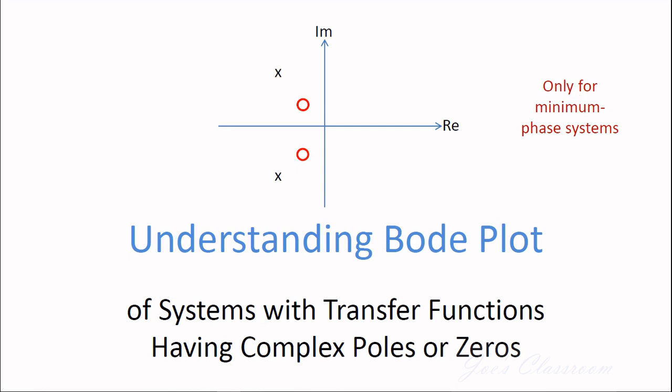All the discussions we had in the lectures corresponding to the Bode plot, and even this lecture, are going to deal only with minimum phase systems. That means these discussions may not be valid for non-minimum phase systems, which have their zeros or poles on the right of the s plane. Those systems, that is the non-minimum phase systems, will be dealt with in a separate video.